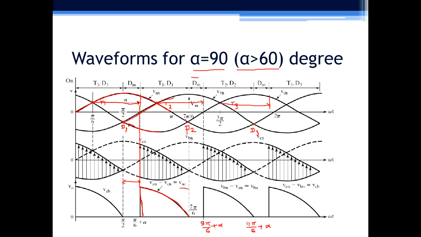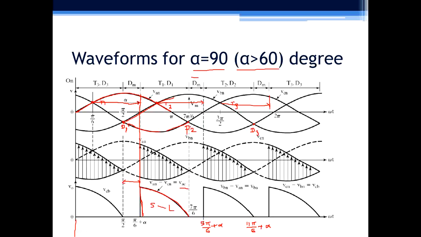At 7 pi by 6, D2 will come into the picture. So D2 will start conducting, and for this interval from 7 pi by 6 to this point, freewheeling will take place, but the current will be continuous. If you draw the current, it will be continuous in nature. Freewheeling will take place through that freewheeling diode. The current won't be made zero. Now up to this point, T1 and D1 have conducted and power has flowed from the source to the load side. Then from 7 pi by 6, freewheeling action has taken place.